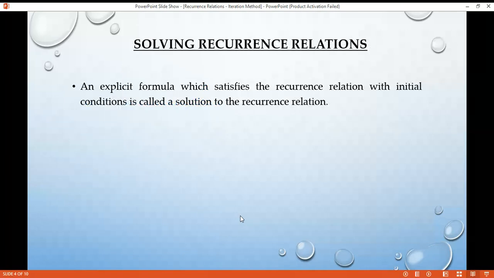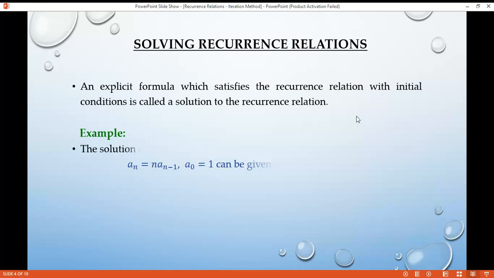Now I already told you that for solving a recurrence relation we need an explicit formula which satisfies the recurrence relation with initial conditions. Suppose our recurrence relation is an is equal to n times an minus 1, and the initial condition is given that a0 equal to 1. It can be expressed as the nth term an is equal to n factorial for all n greater than or equal to 1. So this is the nth term of this series, and this is the solution of this recurrence relation. Here we represent the nth term without using the previous term.